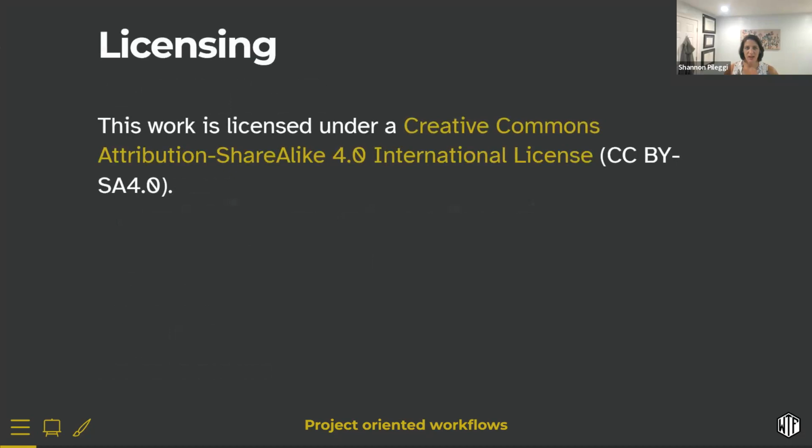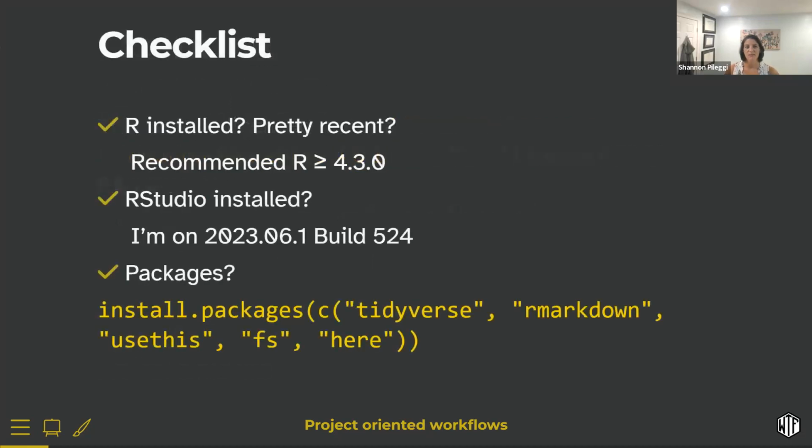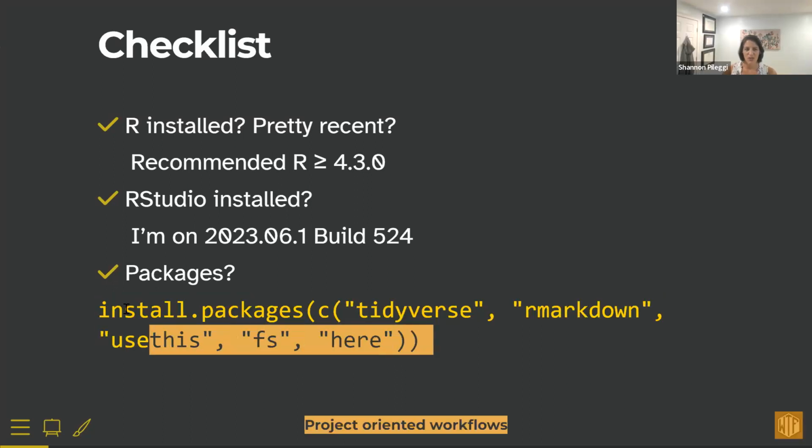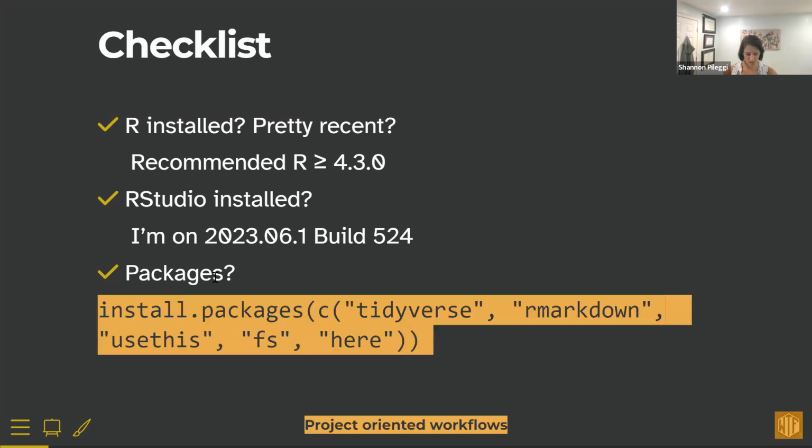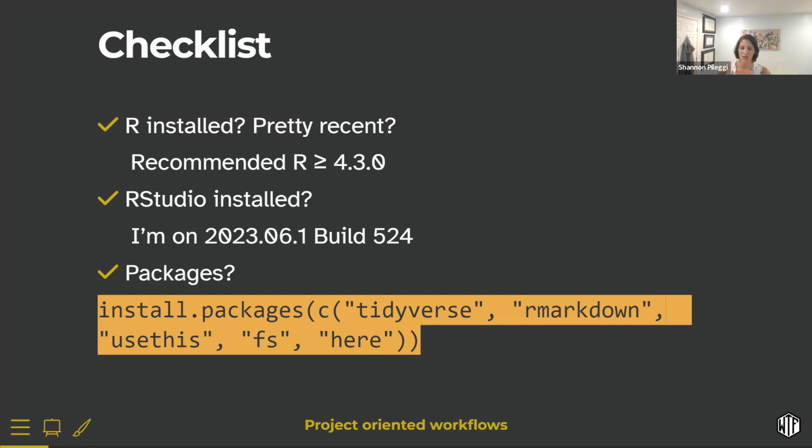So let's get started. This work is under a Creative Commons license. And you are going to be working from your own personal computers if you are following along and doing the activities with us. So I'm going to be assuming that you have R installed and it's a pretty recent version, like greater than 4.3.0, and that you have a pretty recent version of RStudio. And then the packages that we are going to be using in this workshop are Tidyverse, R Markdown, usethis, fs, and here, and I'll drop that in the chat. There we go. So that's in the chat now.